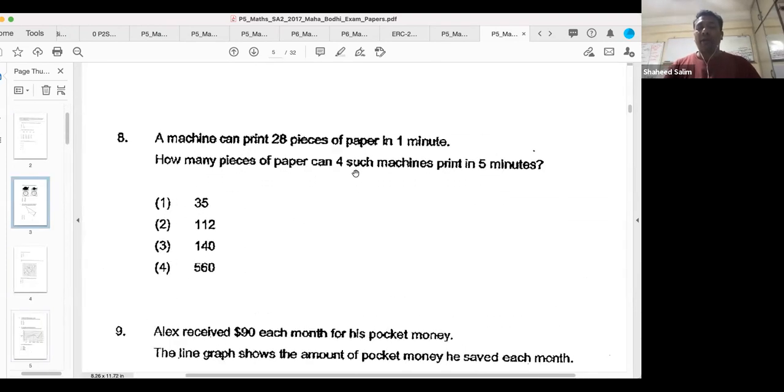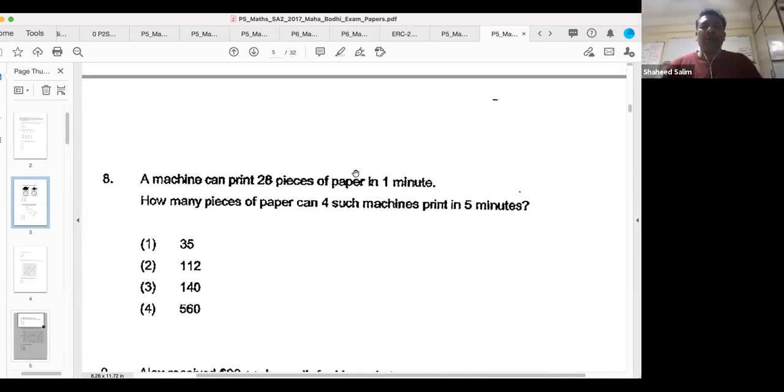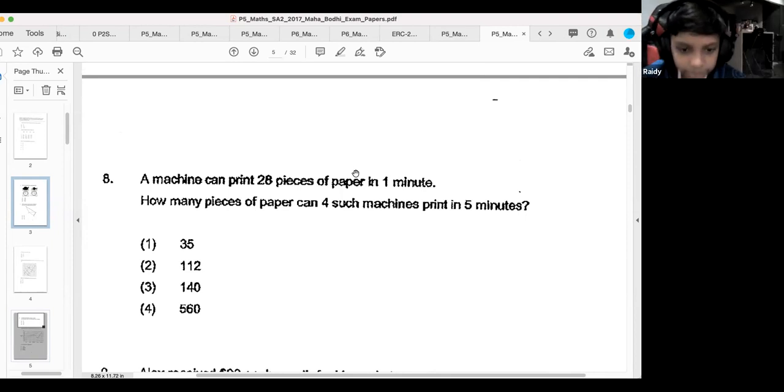Okay, never mind. We try question number 8 first. A machine prints 28 pieces of paper in 1 minute. This is rate. How many can 4 machines print in 5 minutes? No using calculator, please. Mental calculation. I'm doing it mentally. Give me 10 seconds.